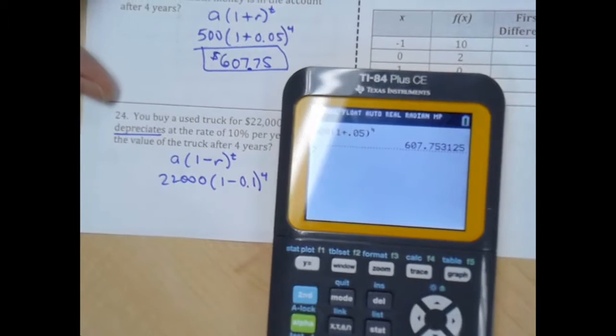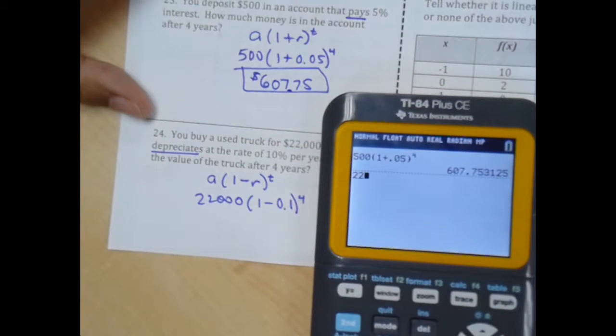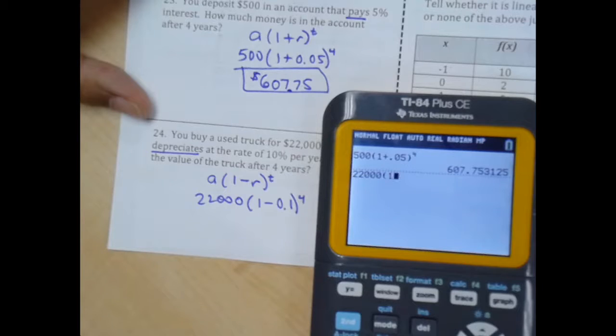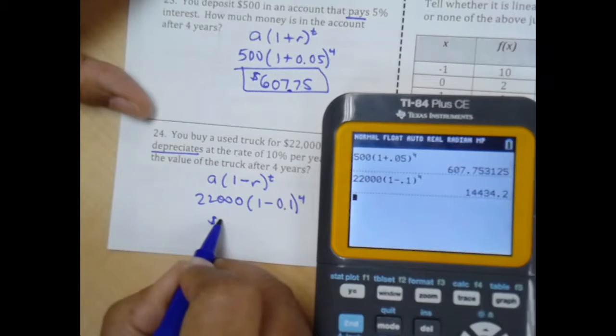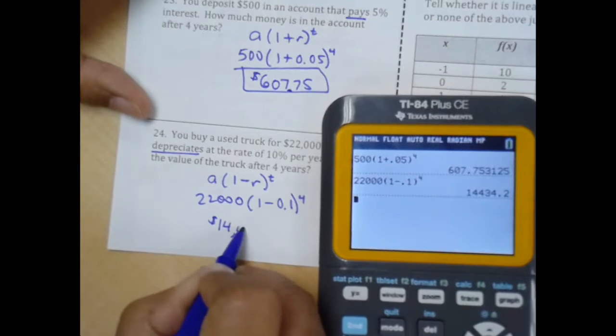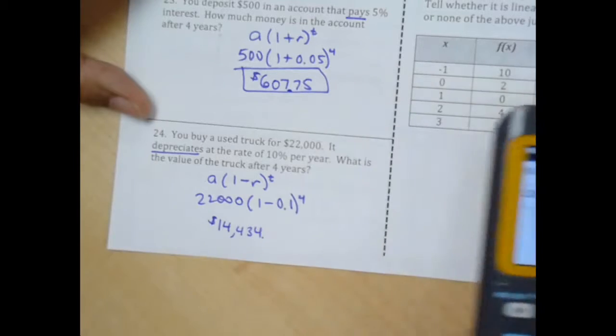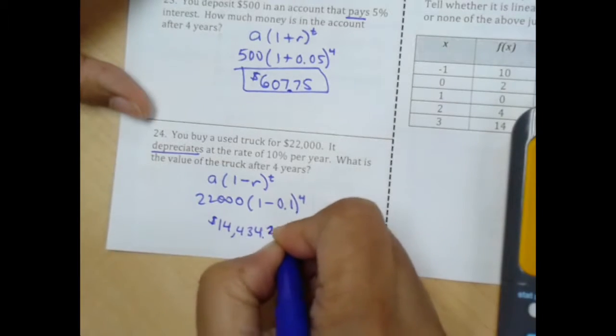So I'm going to put in 22000 times 1 minus 0.1, and then I'm going to raise that to the 4th power. And that gets you a total of $14,434.20. 20 cents.